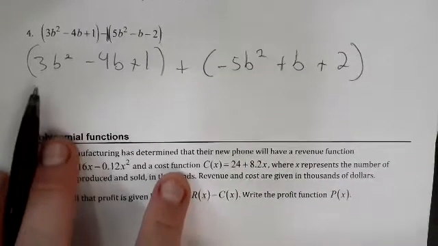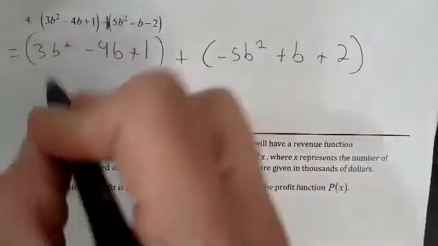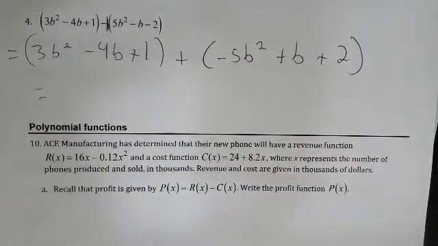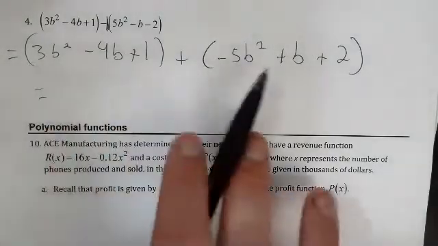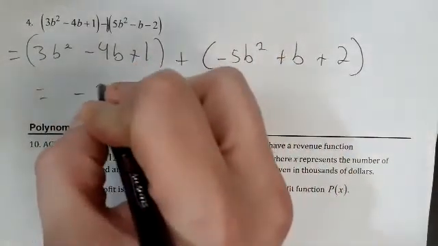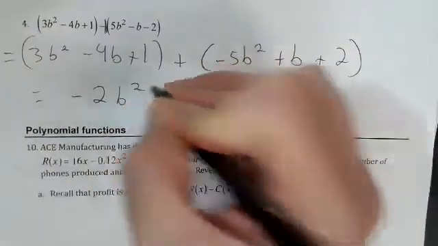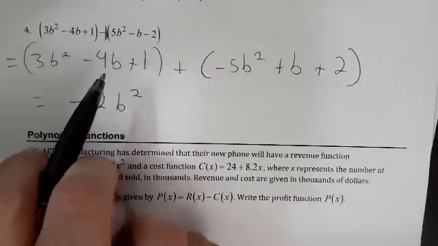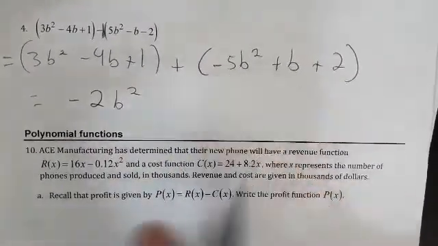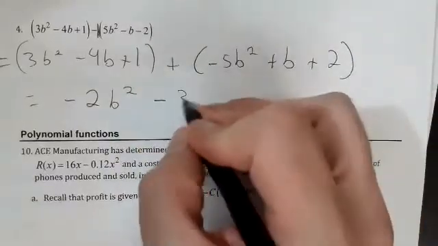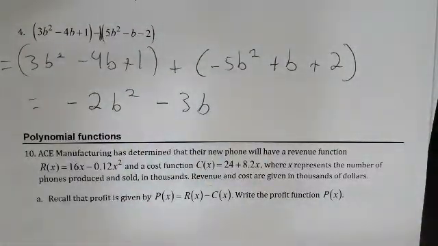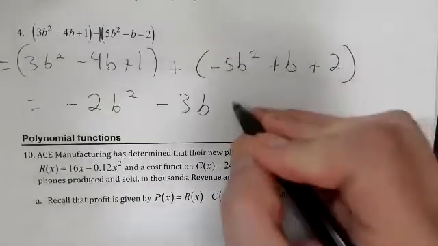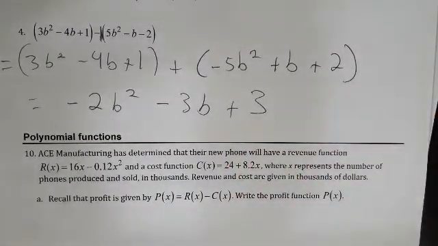So if I do this, I am adding two polynomials. So the rule here is find like terms. 3b squared minus 5b squared is going to give me minus 2b squared. Minus 4b, and we're going to add 1b to it. So that is minus 4b, and it's going to come up 1 to a minus 3b. And now plus 1 and plus 2 is going to give me plus 3. Okay.